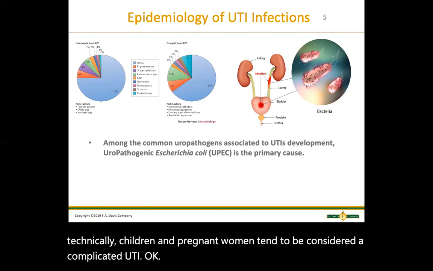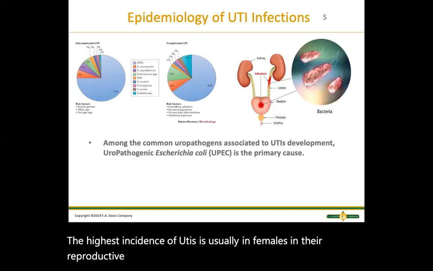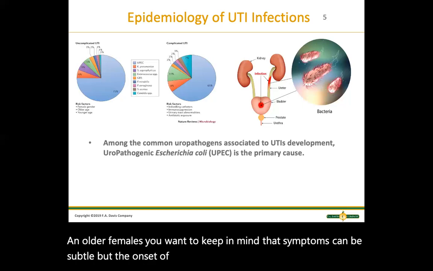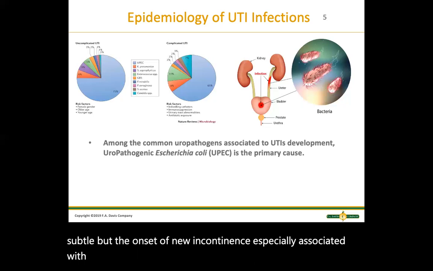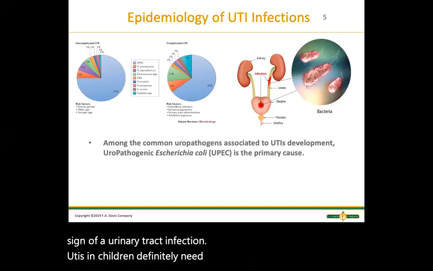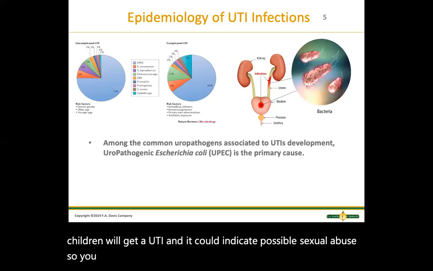The highest incidence of UTIs is usually in females in their reproductive age years. In older females, you want to keep in mind that symptoms can be subtle, but the onset of new incontinence, especially associated with any kind of fevers or change in their mental status, could be a sign of a urinary tract infection. UTIs in children definitely need further evaluation. About 2.5% of all children will get a UTI, and it could indicate possible sexual abuse. So you definitely want to investigate that further.